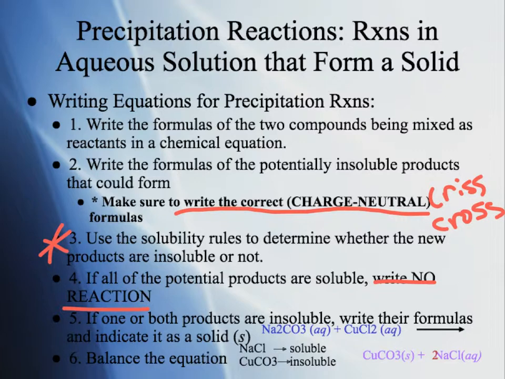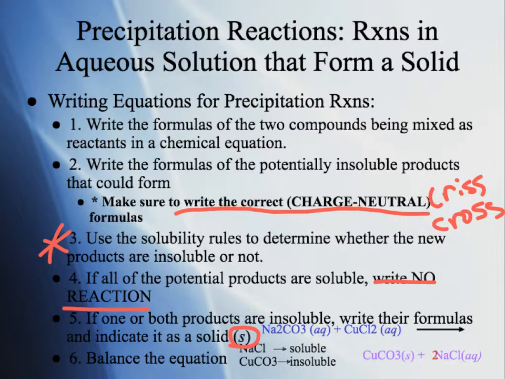So you have to write no reaction for products that are both soluble. Now, if one or both of the products are insoluble, you need to write their formulas and indicate them as a solid, or S. Okay? And then, of course, last but not least, balance your equation. All right, so here is an example that we've got on this slide.